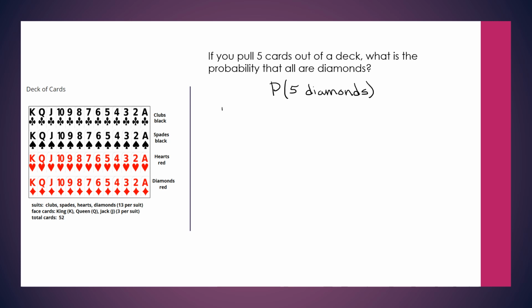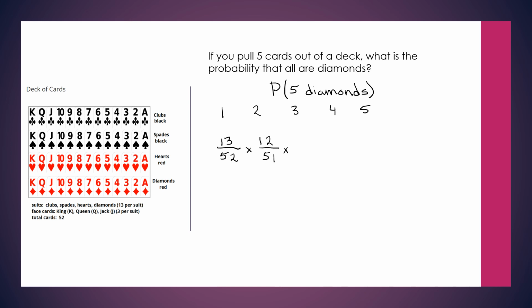And we're going to have a first draw, second draw, third draw, fourth draw, and fifth draw. Writing it this way reminds us that the probability is going to change each time because we're keeping those cards. So the first draw, there are 13 diamonds across. You can count them if you wish, and there are 52 cards. Now, because we kept that diamond, there are now only 12 diamonds out of 51 cards.